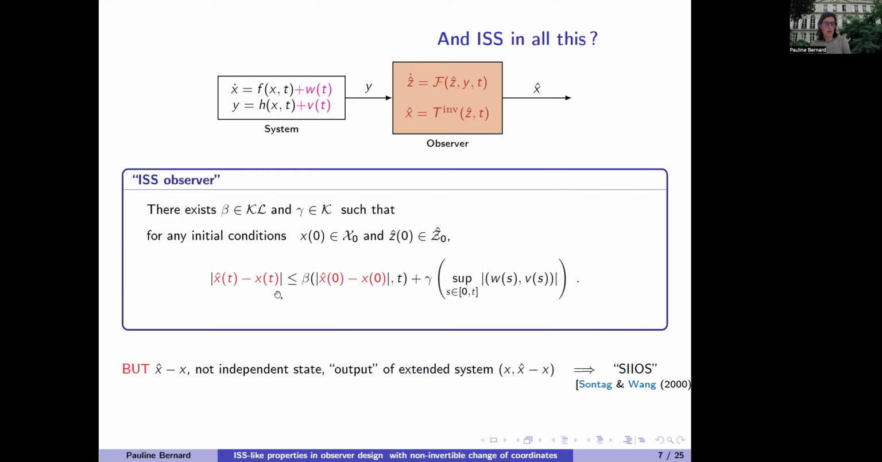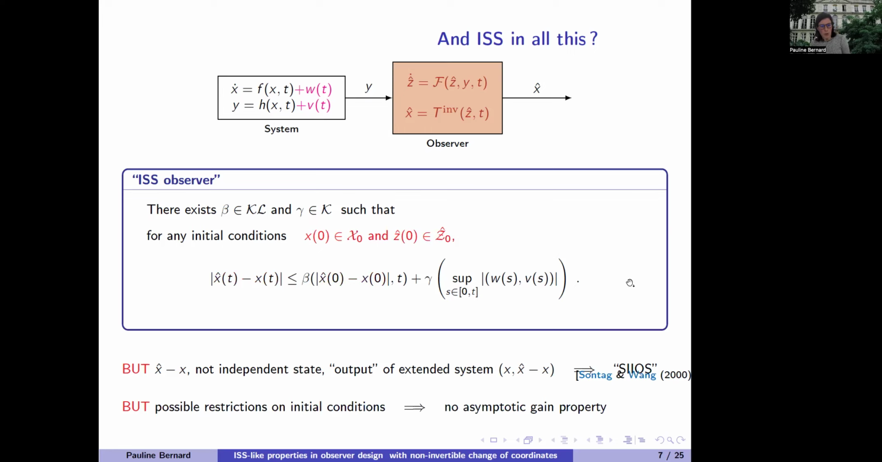So you could say it's sort of an input-output stability. But here you only have x hat minus x, you don't have x. So it is more, in the sense of Sontag and Wang, like a state-independent IOS. But of course, we're not going to say SI-IOS observer. So typically people will just refer to this kind of property by saying this is ISS.